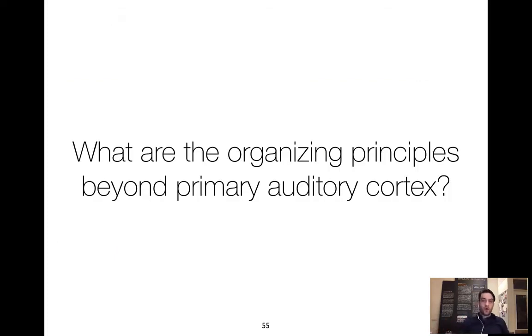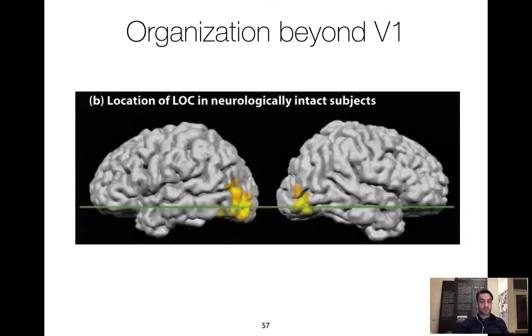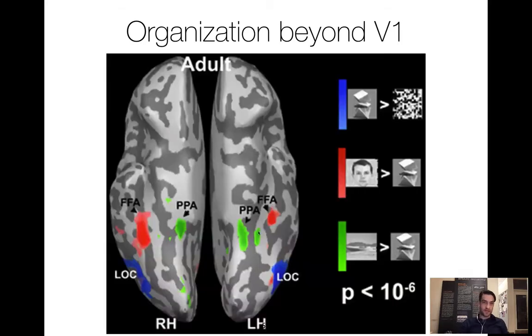All right, so what are the organizing principles beyond primary auditory cortex? Once you get past this tonotopic map, what are the main dimensions in the brain that process sound? As a reminder, because we've been drawing this parallel between vision and audition, what are the organizing principles beyond V1? You've got some regions involved in object recognition, and some regions involved in faces, bodies, scenes, things like that. We even talked a little bit about size and animacy. So those are the main dimensions of vision beyond V1.